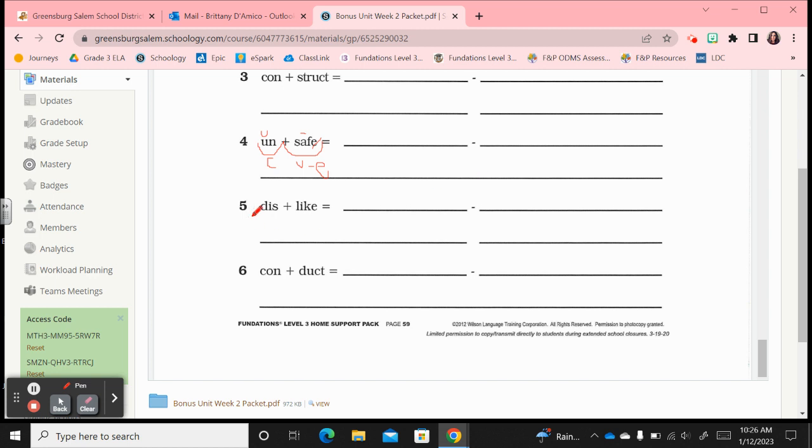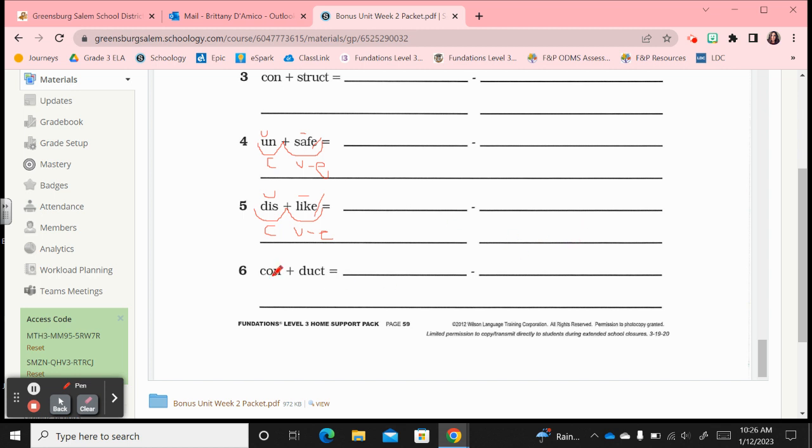Okay. How about number 5? Dis is your prefix, and like is just a base word. It's not a root. Dis is a closed syllable. Like is a vowel, consonant E, long vowel. Cross off that silent E there. So if you dislike something, that means you do not like it. So I dislike it when people are unkind or not kind to each other.